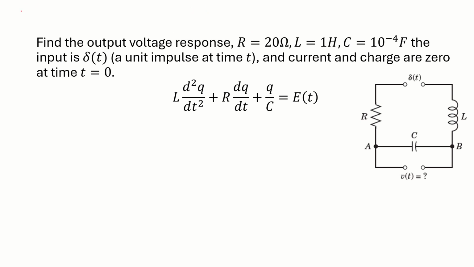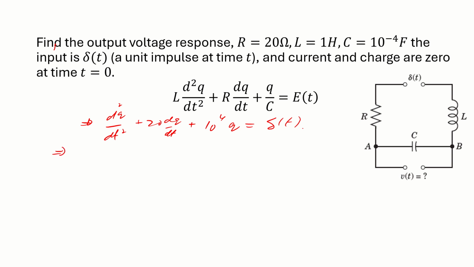First we put the values of R, L and C. In this case L is 1, so this equation will become d square Q by dt square, R is 20, so 20 dq by dt, plus 1 divided by 10 power minus 4, or we can say 10 power 4, Q is equal to the input, which is delta t. So we just write delta t here.